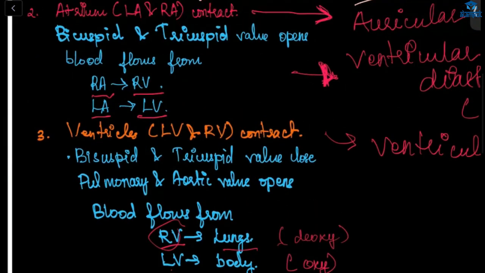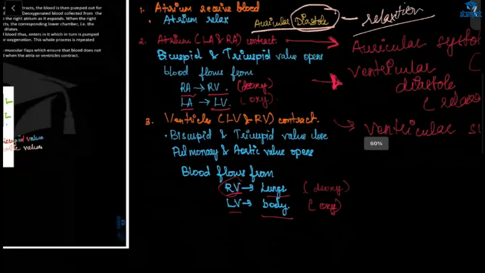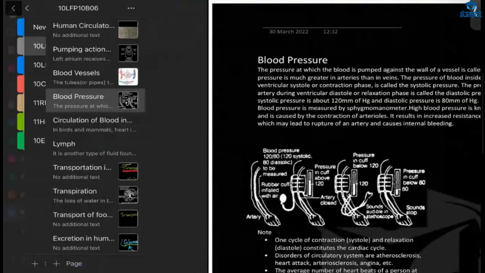And here from right atrium to right ventricle, it is deoxygenated blood. And here from left atrium to left ventricle, it is oxygenated blood. Okay, these are done. Next, we will see blood pressure.